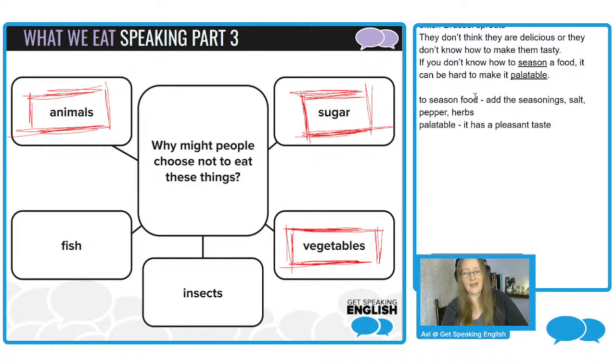Yeah, so maybe they don't know how to make them palatable. And yeah, that's a good point too. Maybe they feel that vegetables are not filling.